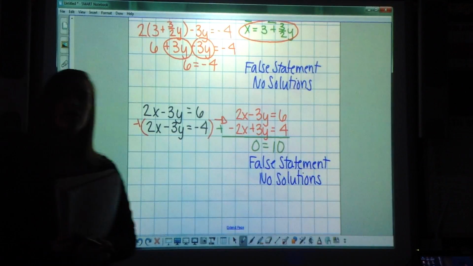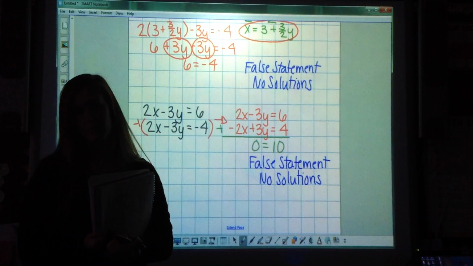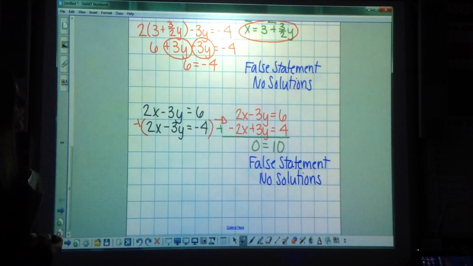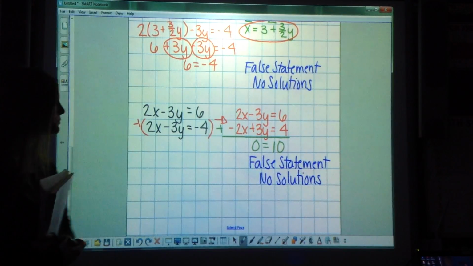On your homework, are they going to make you solve all 3 ways? Absolutely not. You get to pick one of your favorite methods and then just solve it once.